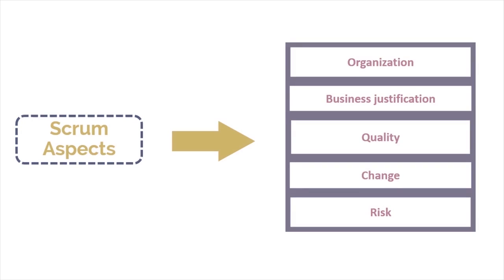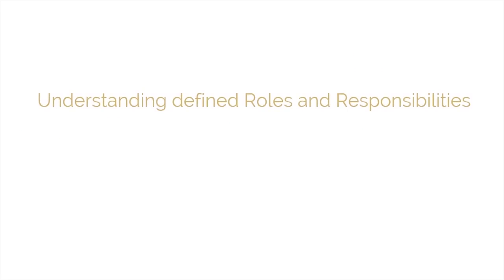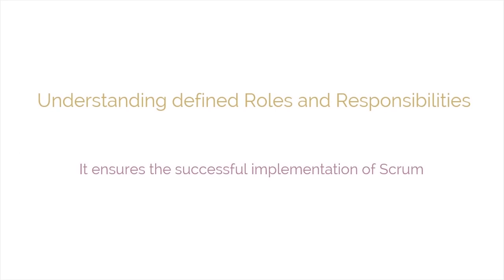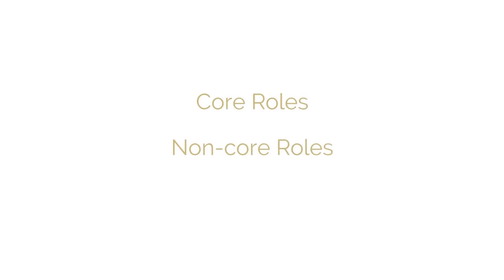We will be discussing all of them one by one, but let's first start with the very first aspect, organization. For now, let's keep the key concepts under the organization aside and try to understand the defined roles and responsibilities in a Scrum project. Why? Because defined roles and responsibilities ensure the successful implementation of Scrum. Evidently, Scrum roles fall into 2 broad categories, core roles and non-core roles.